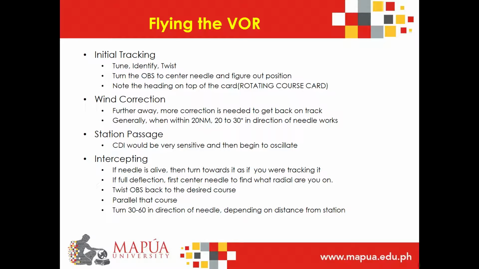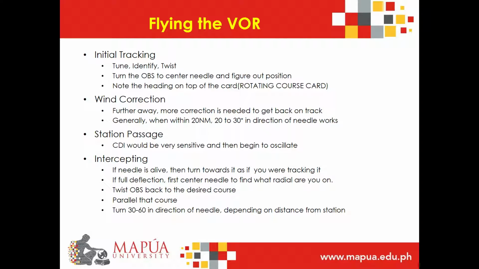Initial tracking. You need to tune, identify, and twist. Turn the OBS to the center needle and figure out position. Note that the heading on top of the card is the rotating course card. Then, you should also consider the wind correction. Further away, more correction is needed to get back on track. Generally, when within 20 nm, 20 to 30 degrees in direction of needle works.